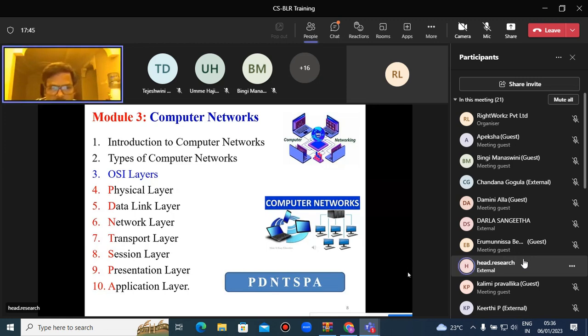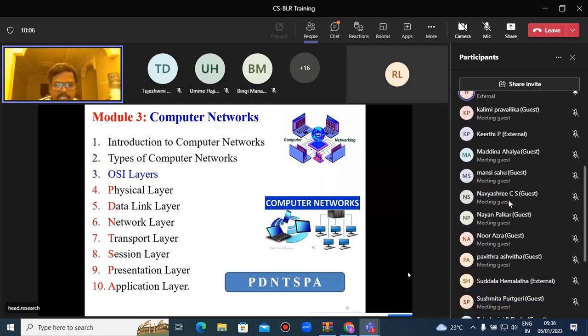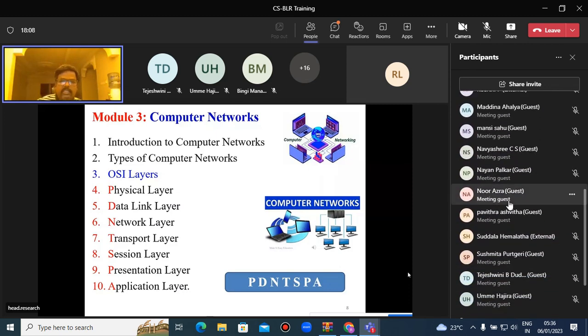So here I am going to explain types of computer networks and open source interconnection layers like the 7 layers. Physical layer, data link layer, network layer, transport layer, session layer, presentation layer, application layer. I am going to explain each layer with the specific explanation and services and functions of each layer.